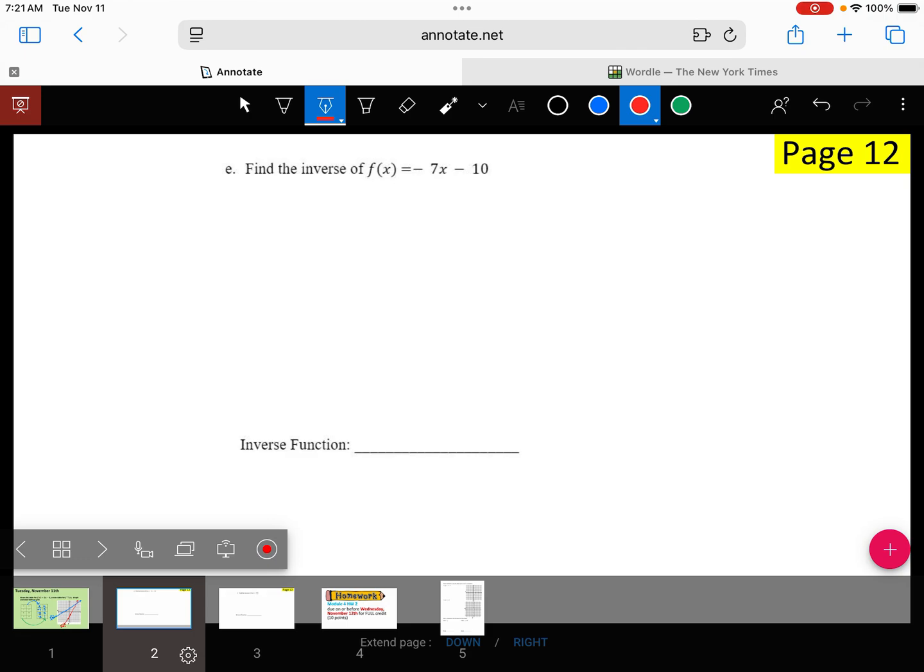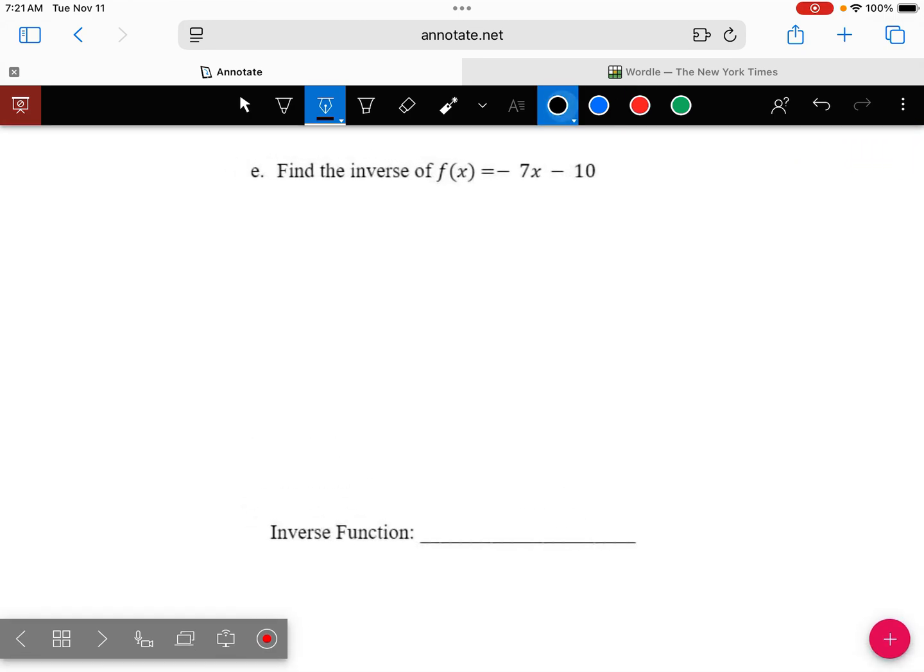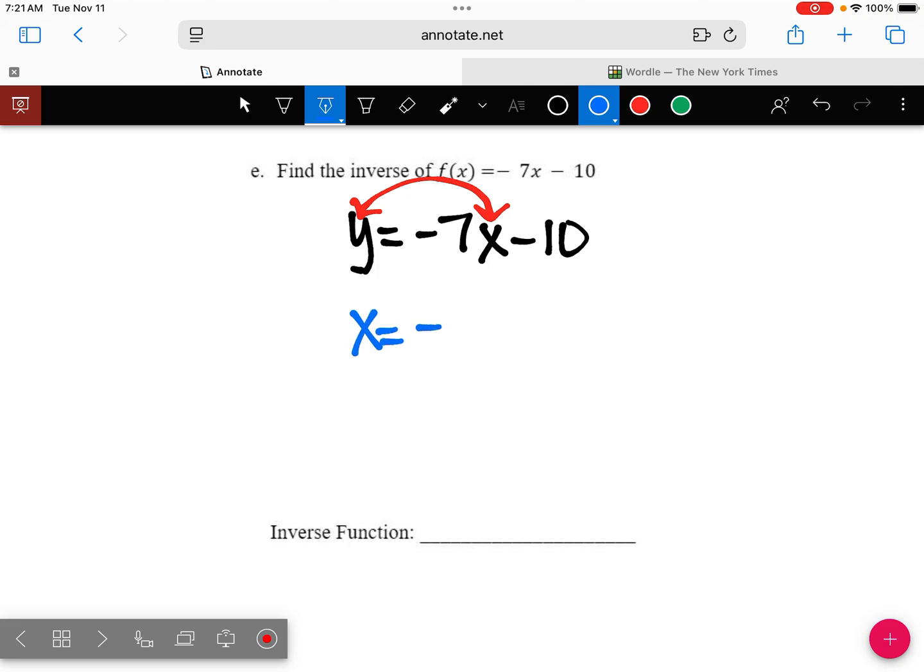So steps when it's an equation. First step, this is the same as y equals -7x minus 10. Then you flip your x and y. So you're going to have x equals -7y minus 10. So I just rewrote it. Instead of f of x, I put a y. And then I switched my variables. So now let's solve it.